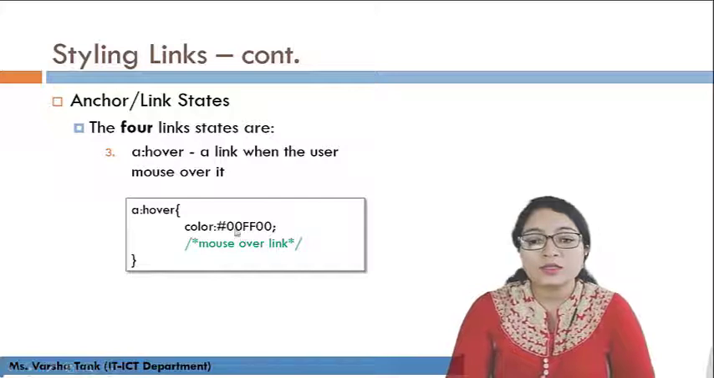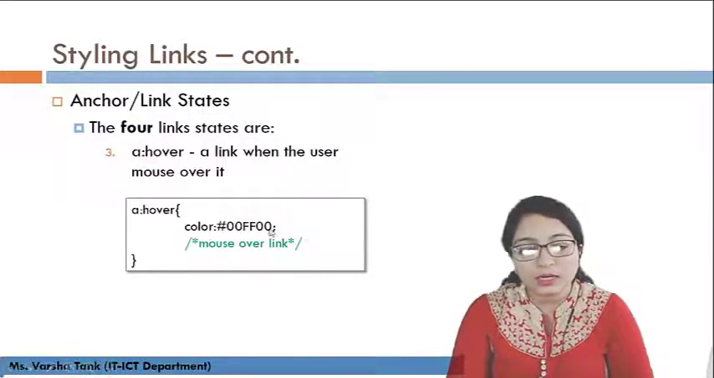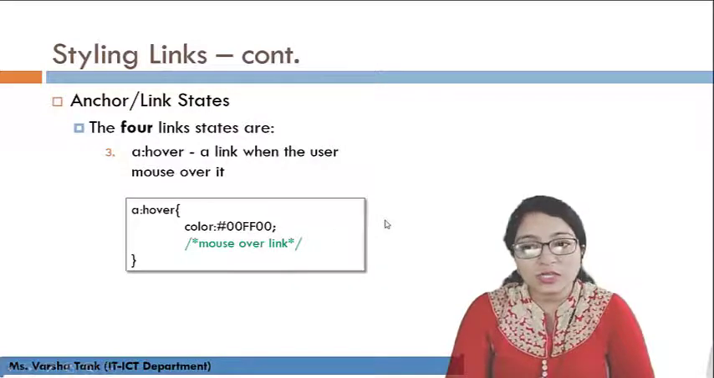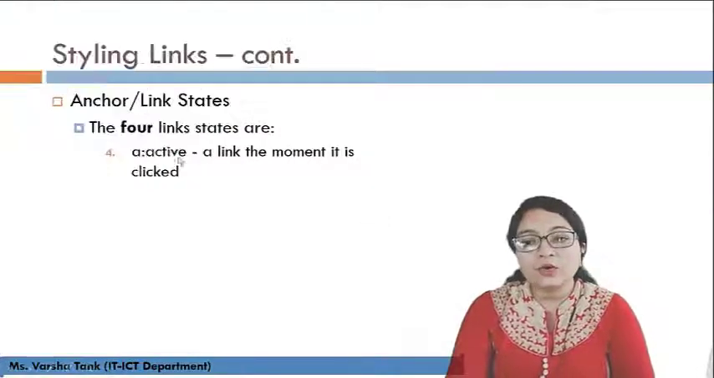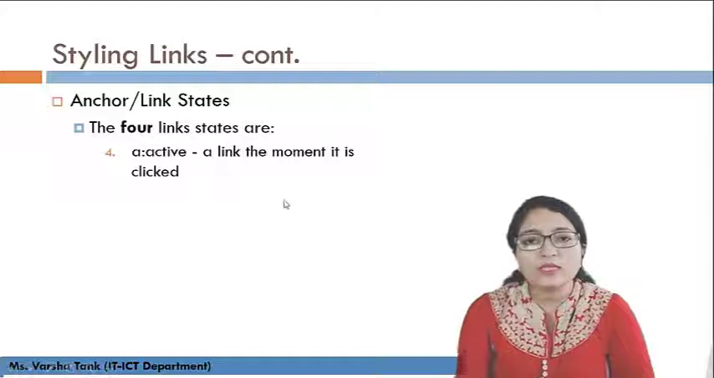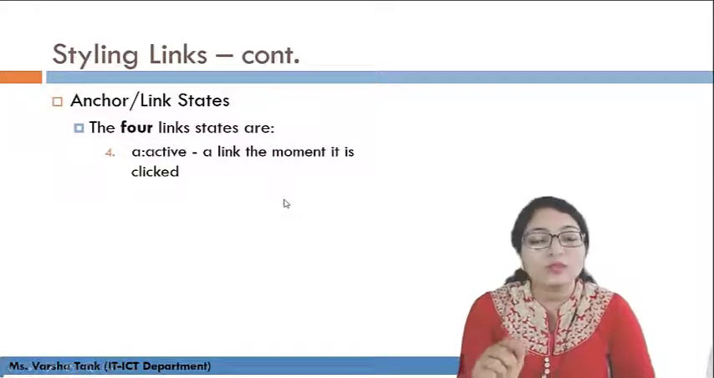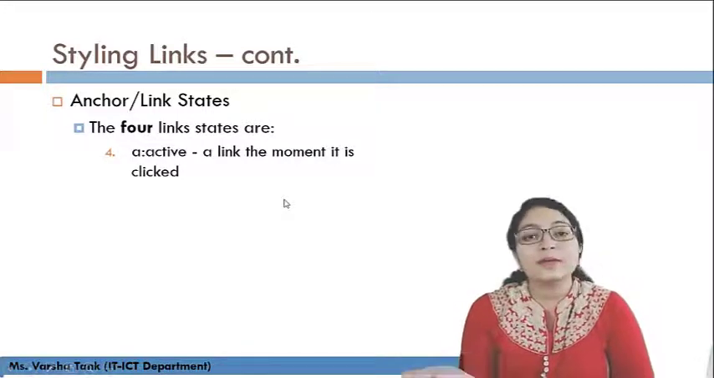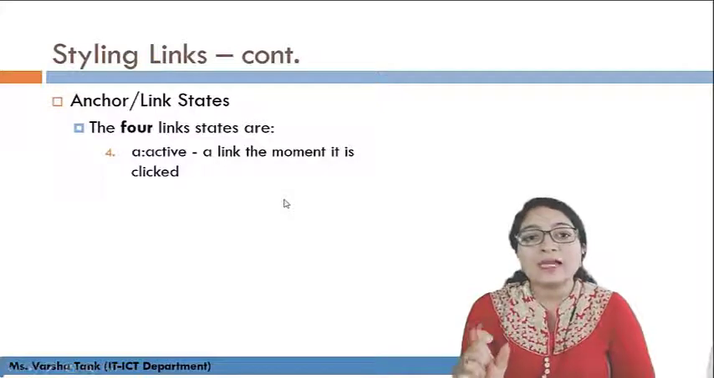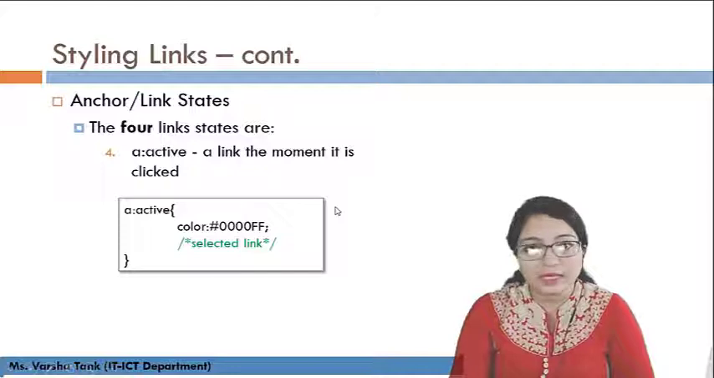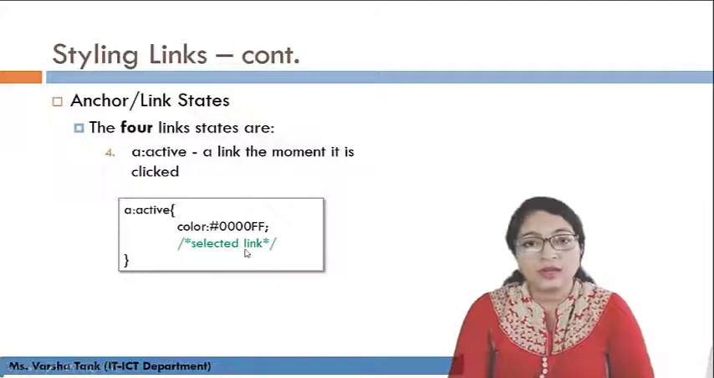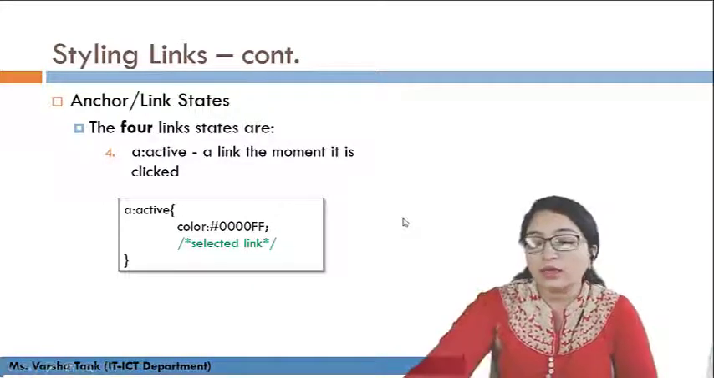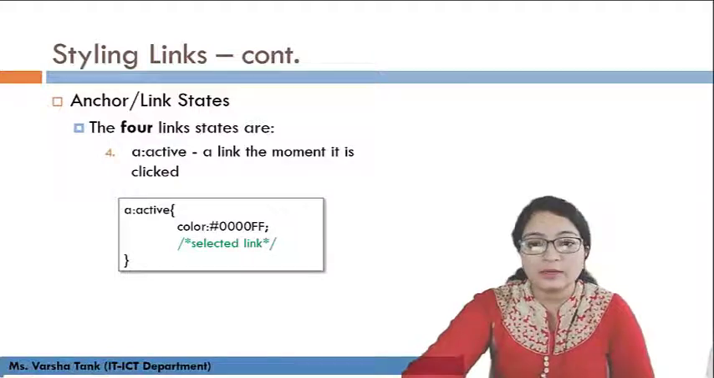Here suppose I have specified this color. Whenever you hover the mouse on that particular link, its color will be changed. And the fourth state is the active link. Whenever you click on that particular link and hold on it, its color will be changed. So that is the active link class. At the moment it is clicked, it has a different color. So let's see all these different types of link states.